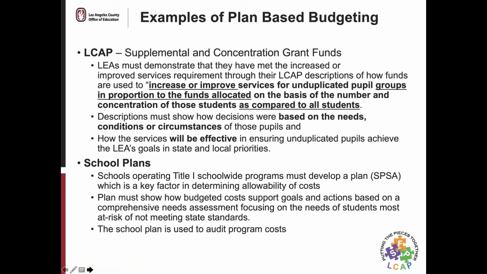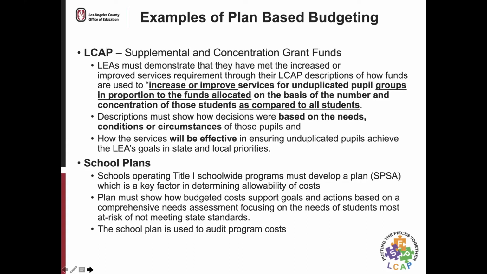So some examples of plan-based budgeting, the two key ones are your LCAP, okay, and in which case the services for unduplicated pupils who generate the additional dollars through supplemental and concentration grant funds need to be based on the needs, conditions, and circumstances of those pupils, and the LEA has to increase or improve services for them as compared to all students in proportion to the funds they generate. And that means that has to be clearly articulated in the plan. And then how will those services be effective?